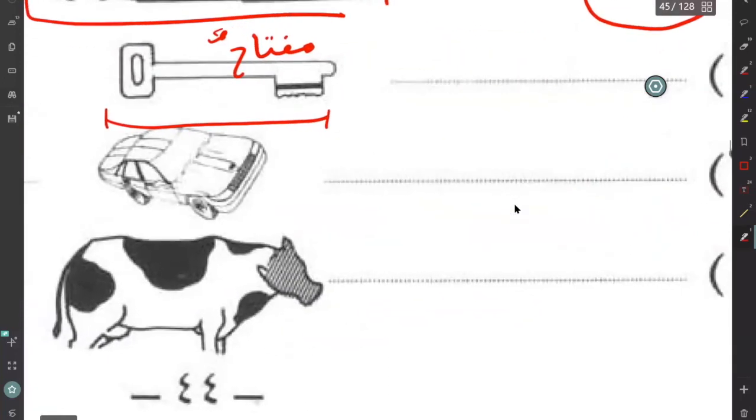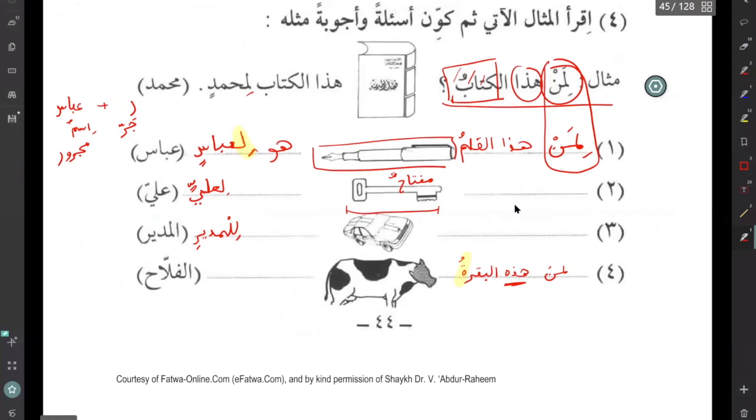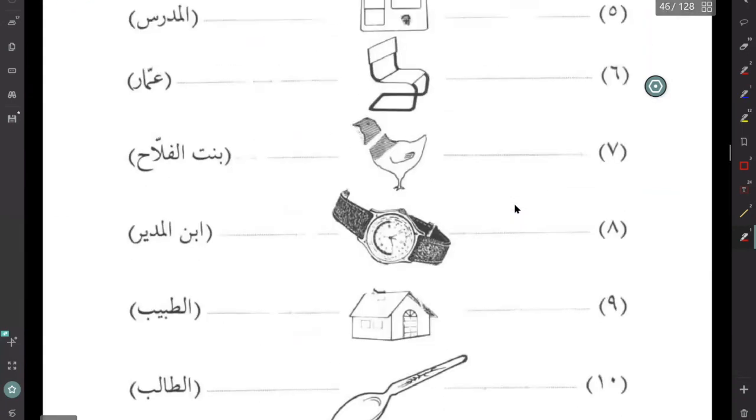And what are you going to do here? You will say liman hadhihi al-baqarah. Right? Why use hadhihi? Because baqarah is feminine. Yes. Hopefully it's yes. Wow, there's a lot of them.